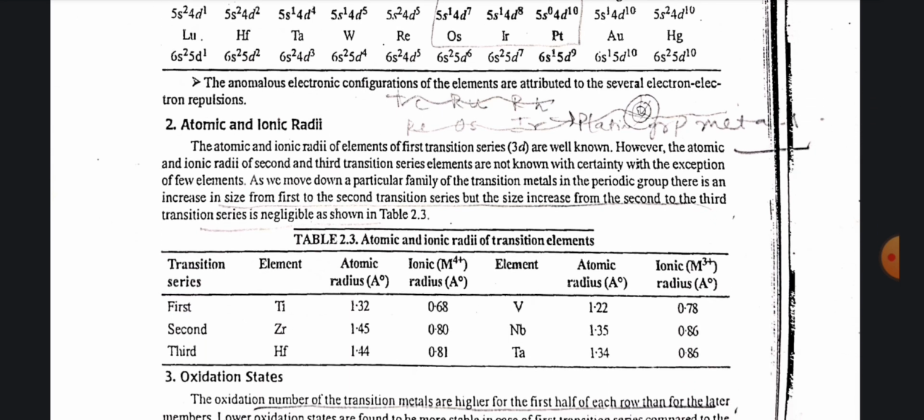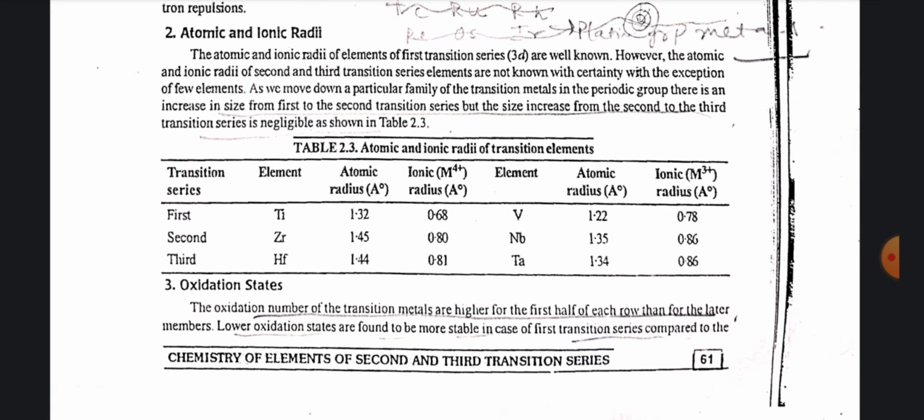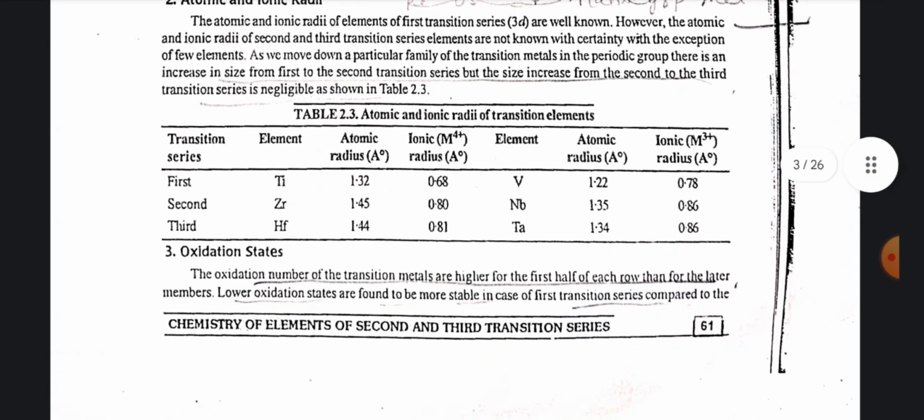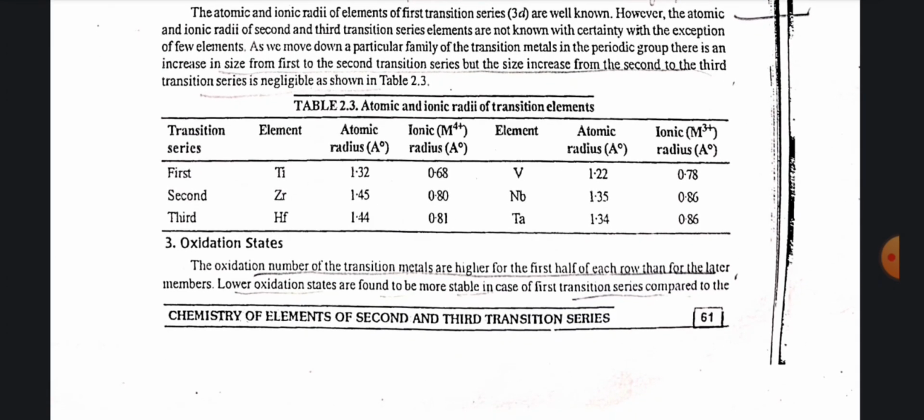Atomic and ionic radii. The atomic and ionic radii of elements of first transition series are well known. However, the atomic and ionic radii of second and third transition elements are not known with certainty, with the exception of few elements. As we move down a particular family of the transition metals, the periodic group, there is an increase in radius, while the change across the transition series is negligible, as shown below.